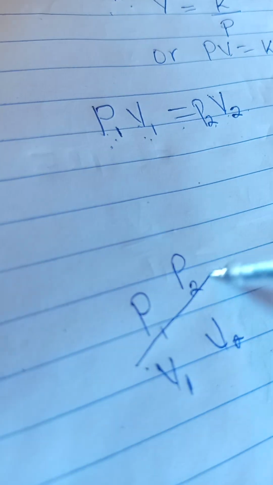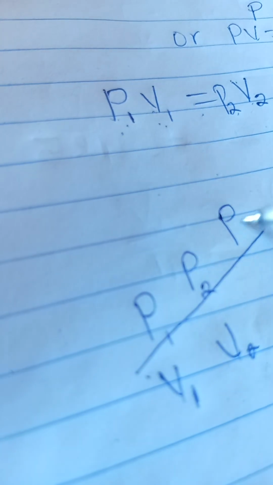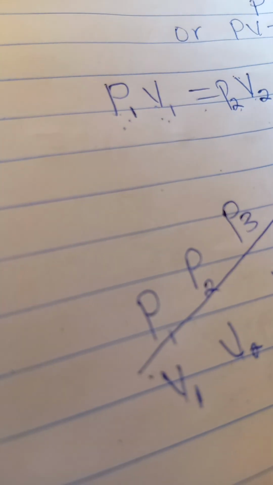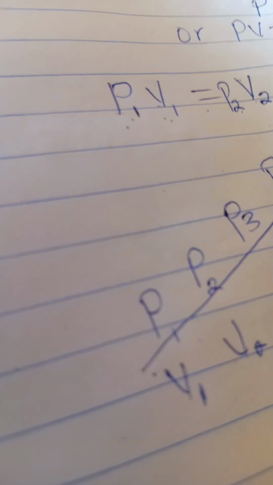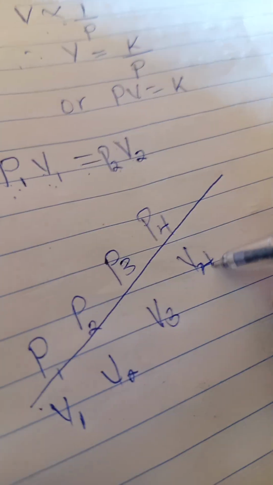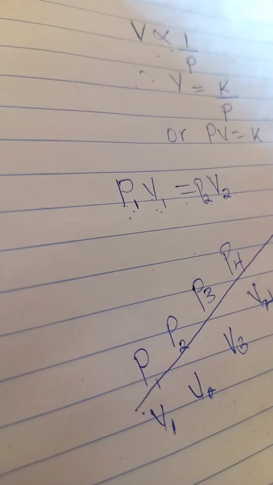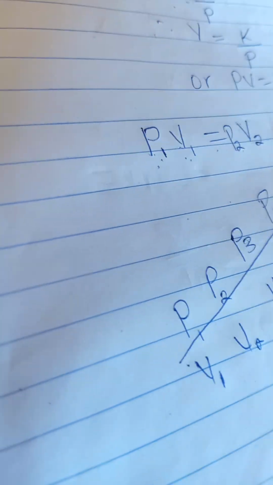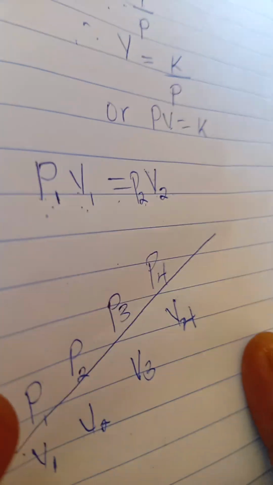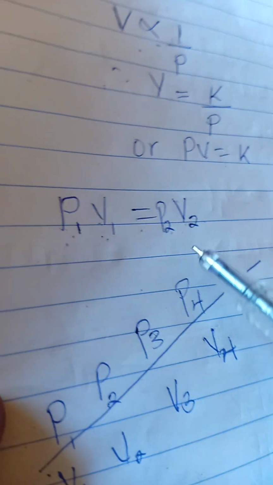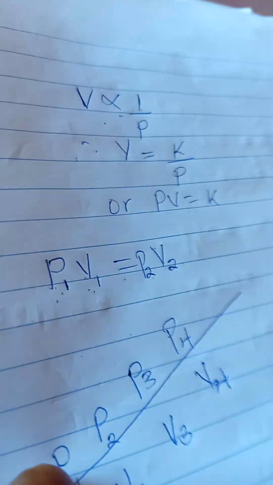The more this number is increasing, this one is increasing too. If you have P3, we also have V3. If we have P4, we also have V4. So the more the pressure increases, the volume also increases. So you use this formula to calculate either the volume or the pressure in Boyle's law.